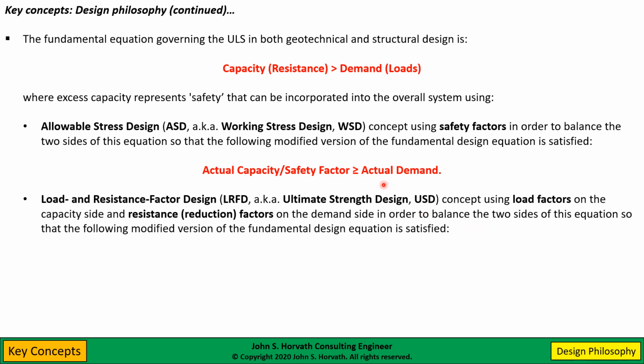The more modern approach is the load and resistance factor design. Some decades ago, when it first started being used, it was called the ultimate strength design. And this concept uses load factors on the demand side and resistance or reduction factors on the capacity side to balance this equation. So this generic equation becomes the factored capacity has to equal or exceed the factored demand. And here, both sides of the equation are fictitious. Essentially, we have a reduced capacity has to equal or exceed an increased demand.